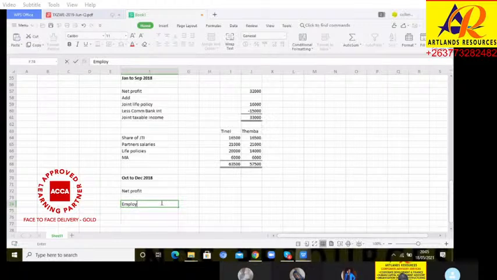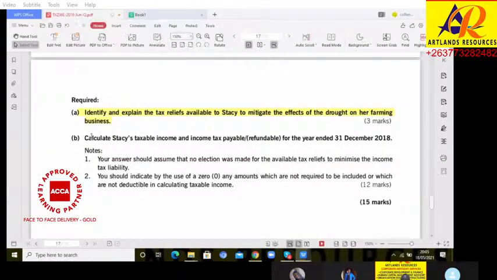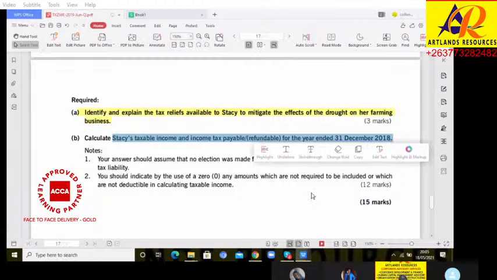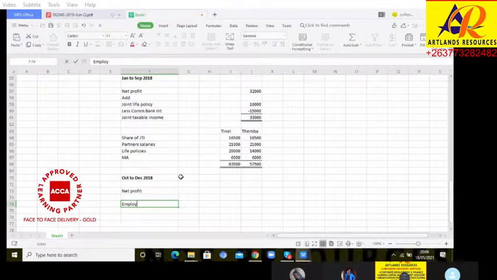But in an exam, as I said, you don't type the heading. You copy it. Don't waste time typing the heading. It's saying calculate Stacy's taxable income and tax payable for the year ended, so you just copy it as it is from here and paste it on your answer. And right away, begin to say employment income tax.